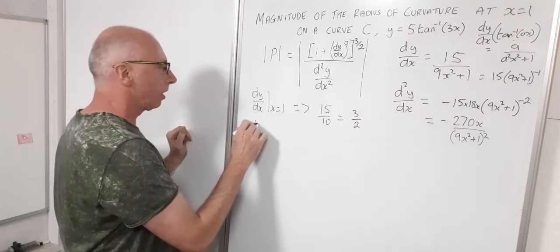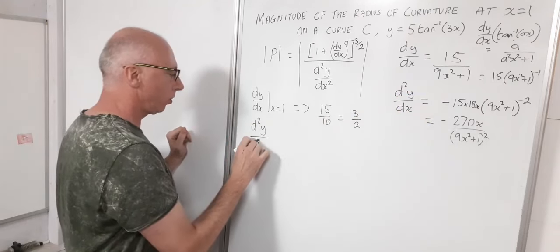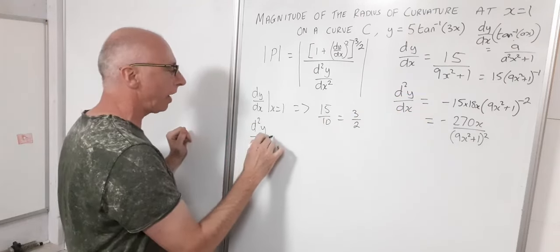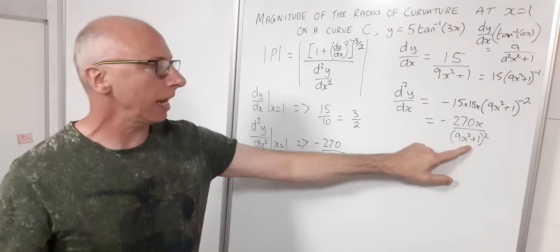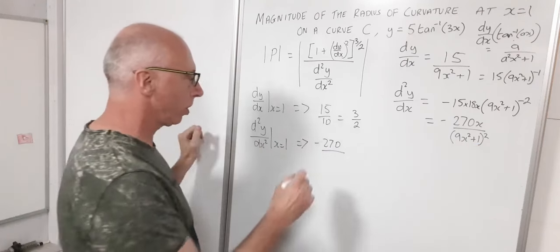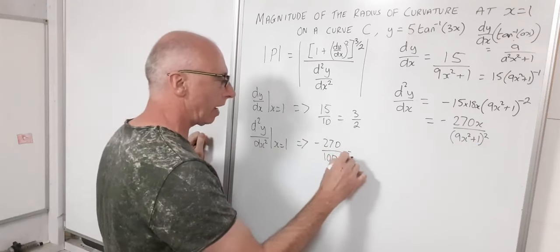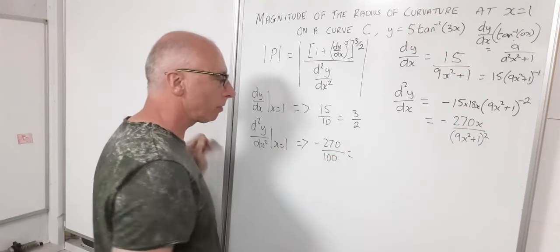Now we need the second derivative also at the value where x equals 1. So now x equals 1, we've got minus 270. And this time we've got 9x squared plus 1. So again, this denominator inside the brackets is 10. Square that, we get over 100. So that becomes minus 2.7. And the first derivative becomes 1.5.